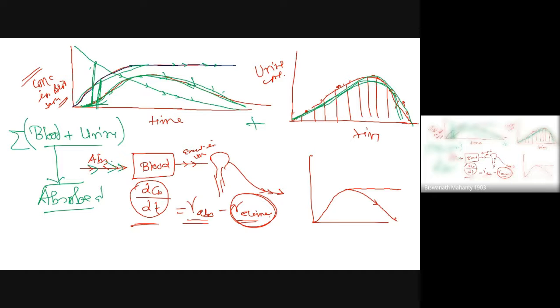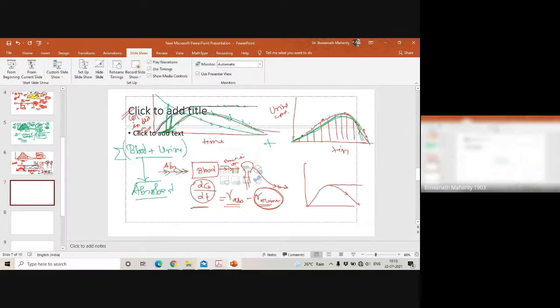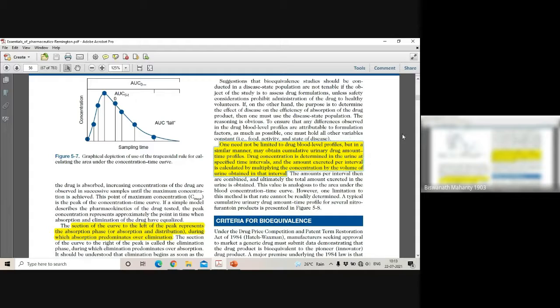So in a bioequivalence study, even if for most drugs we are only measuring the blood level, it is always advisable to have a look at the urinary excretion, especially if the urinary excretion is significantly higher. So we need to also know. That's why the drug concentration is determined in the urine at some time interval, and we multiply it with the volume of urine. So I can actually add both those things to modify this concentration profile as we are saying.